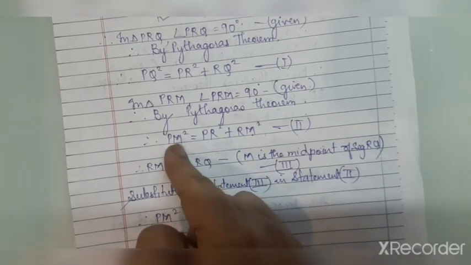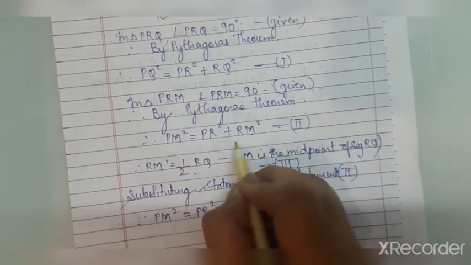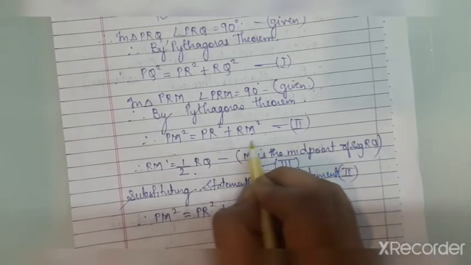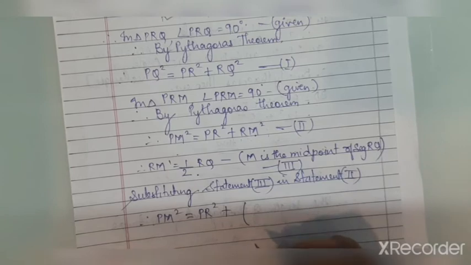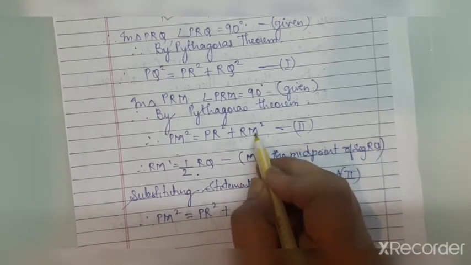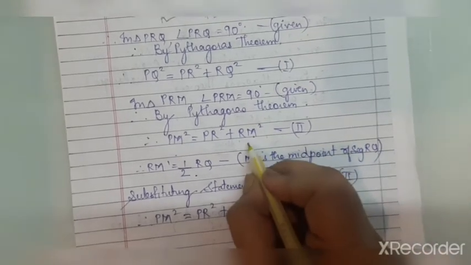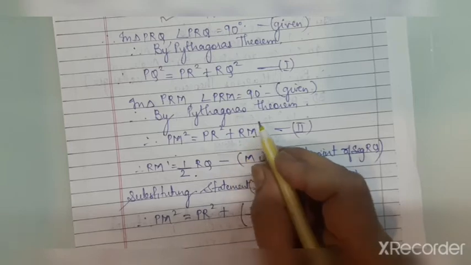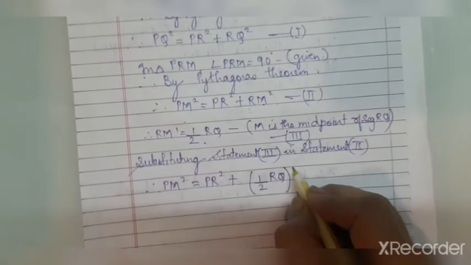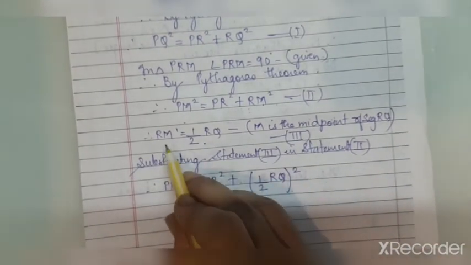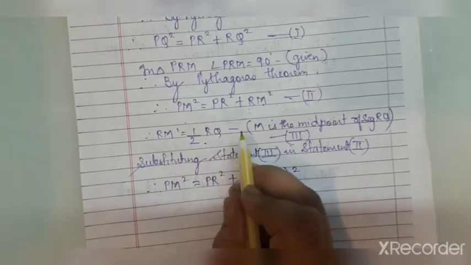PM square will remain the same, equal to PR square will remain the same. The only thing we have to substitute is RM. And RM square we are substituting with this. RM is equal to half RQ. But here it is not only RM, it is RM square. So if it is RM square, we have to write here half RQ the whole square, because if RM is equal to half RQ, RM square will become half RQ the whole square.